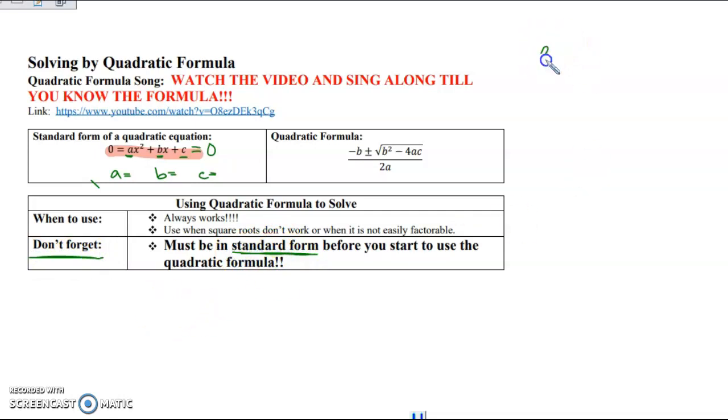Because if you had ax squared plus bx equals negative c, well then you would put down this answer for c, and that's really not what they're looking for. They're looking for this c. Okay, so make sure you're very careful with that.